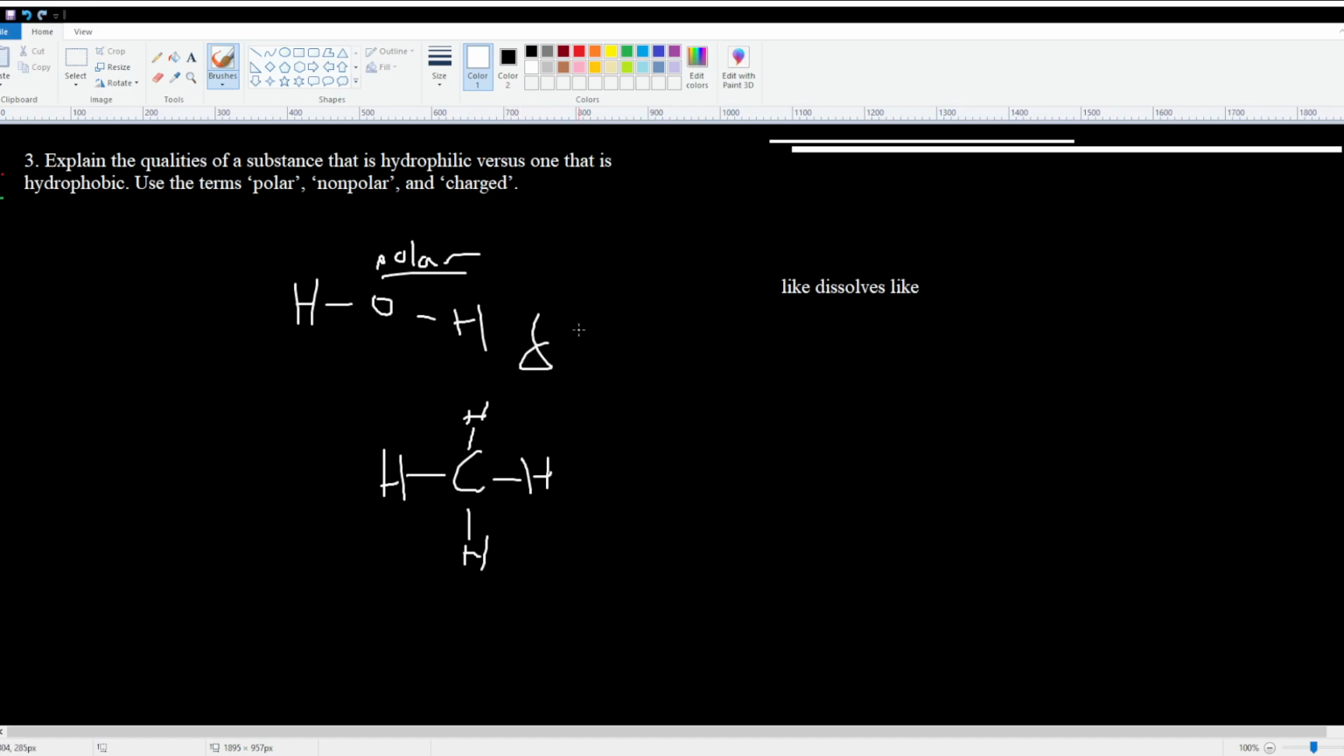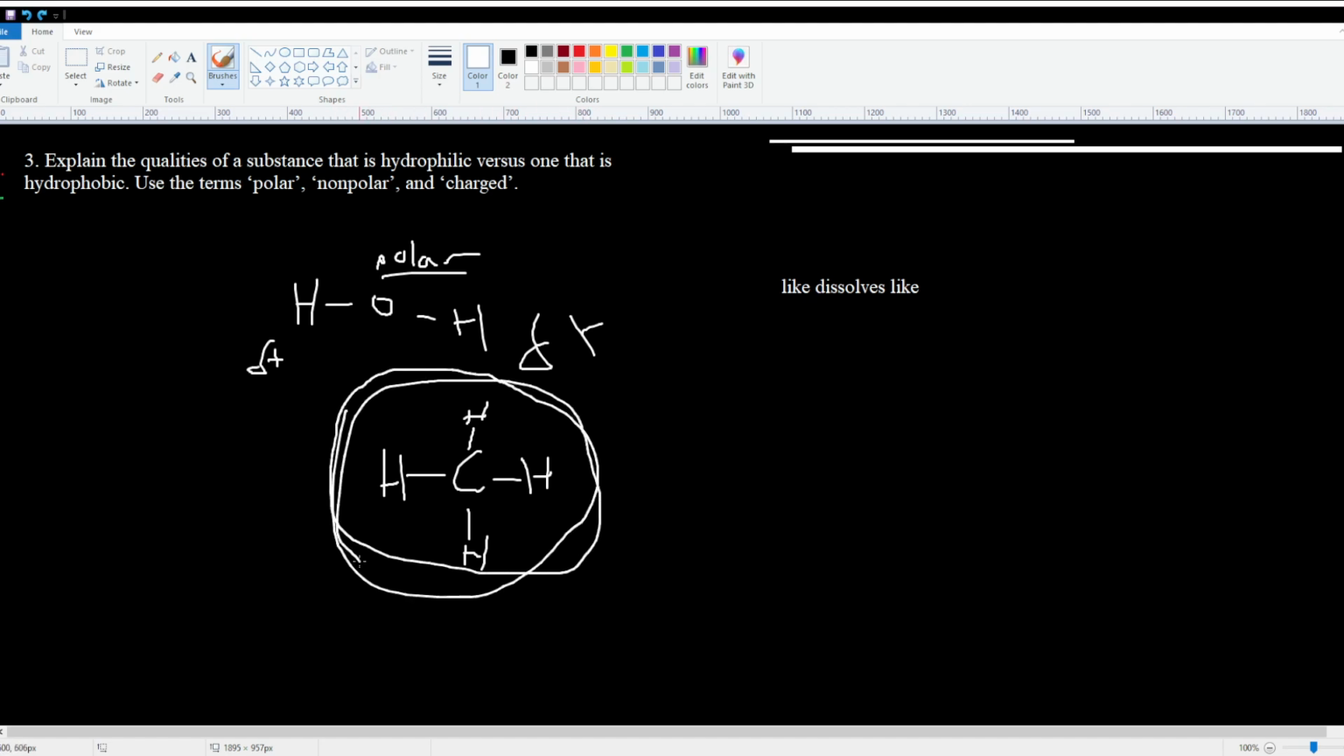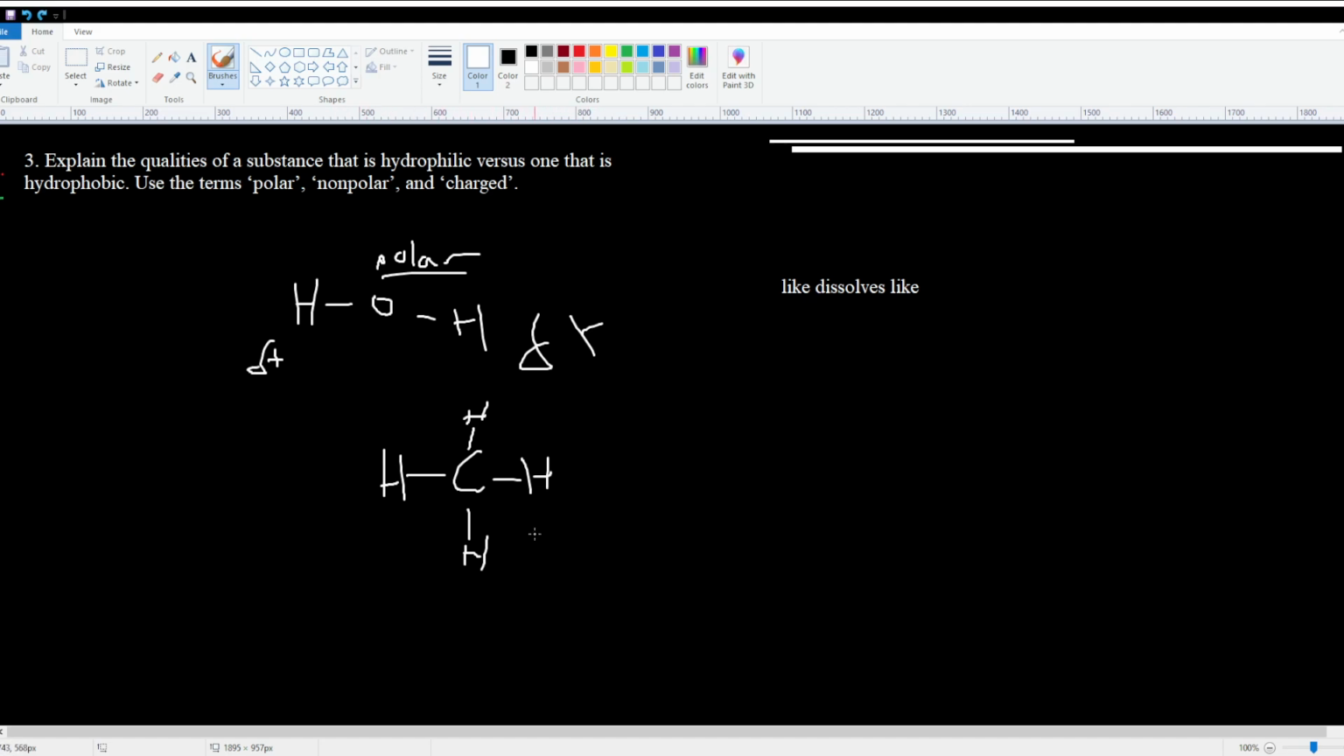So water, of course, has the partial charges on hydrogen and then oxygen. And there are no charges here on methane. There are no partial charges. There is nothing, right? So it all has to do with charge and attraction to each other.